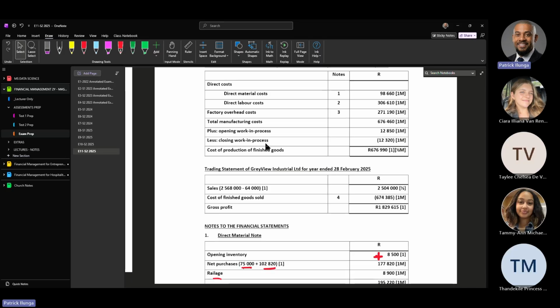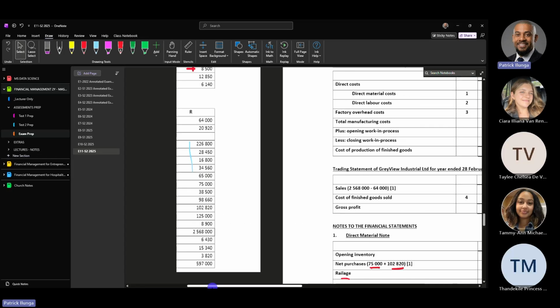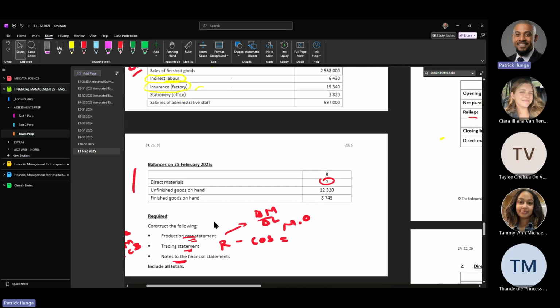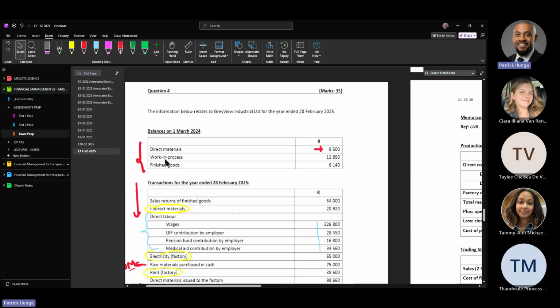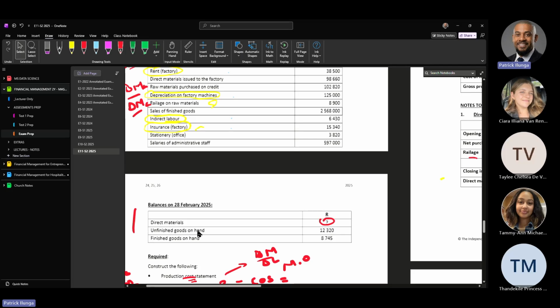It's unfinished. We are still working on it, right? So at the end of the period, it is not finished. So that's why we need to minus it, because this is not finished. And that's the reason why they could have written this unfinished good on hand as work in process, the closing balance of the work in process. But another way of writing it is unfinished good on hand. Do we agree on that?